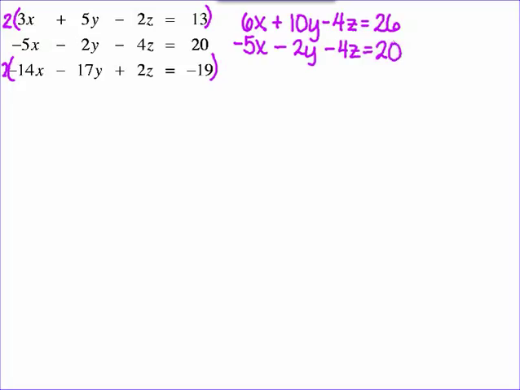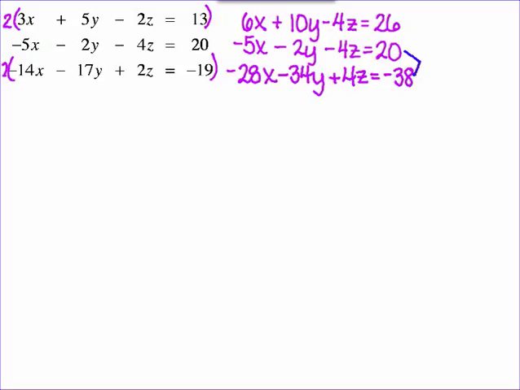And the bottom equation now becomes negative 14x. Oh, try that again. What should the bottom equation start with? Negative 28x there. Good. Minus 34y plus 4z. And that should equal negative 38. Now remember, our goal is to eliminate z. So I'm going to add the second and third together, and then I'm going to add the first and the third together. So let's start with the second and third.